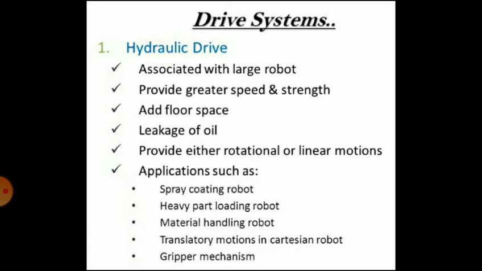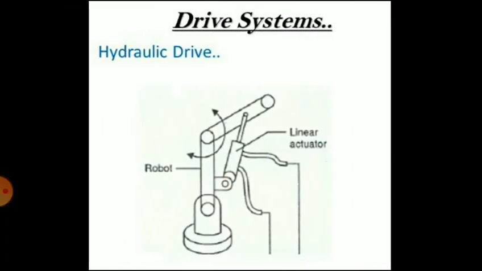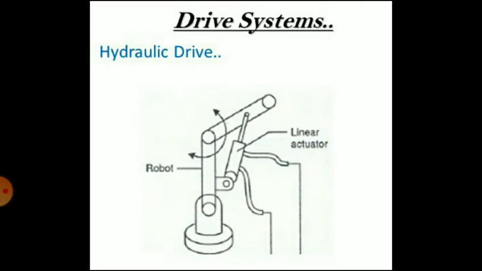So the applications of hydraulic drive are spray coating robot, heavy part loading robot, material handling robot, translatory motions in Cartesian robot, and gripper mechanism. So this is an example of the hydraulic drive system. You can see how the linear actuator moves the robotic arm that is given in this example.